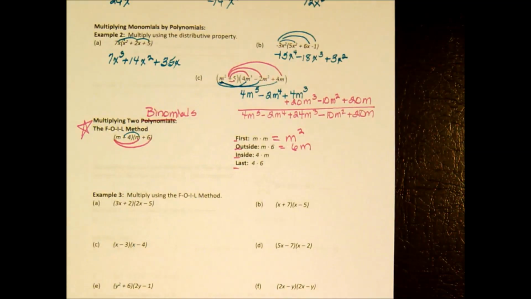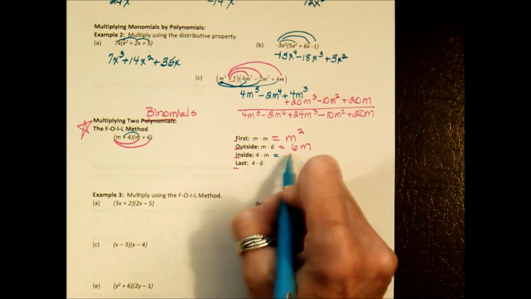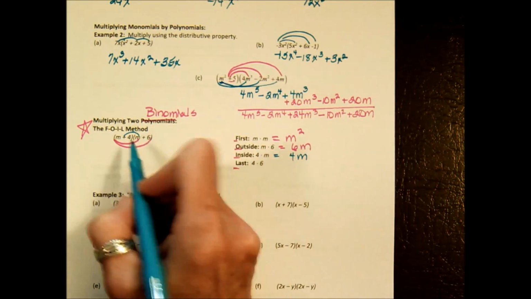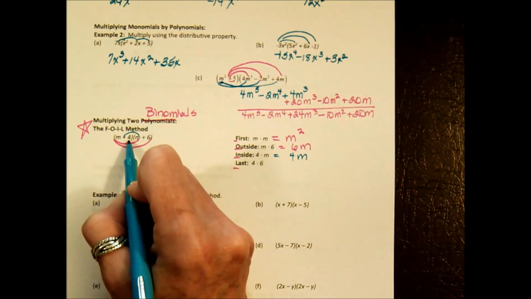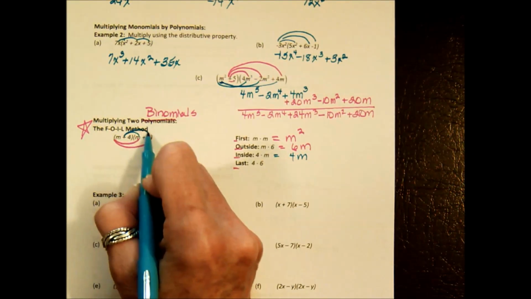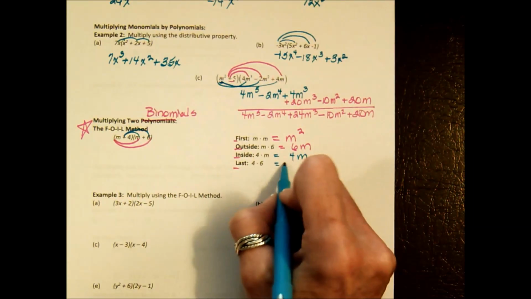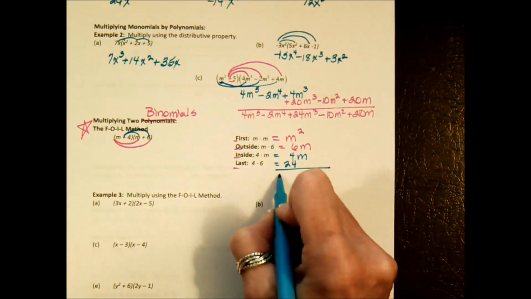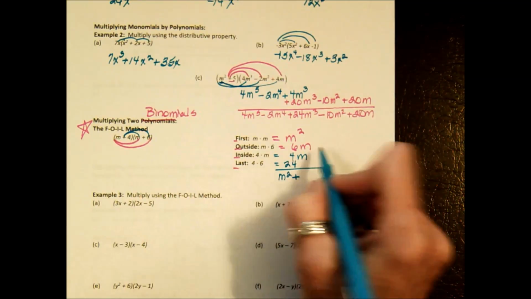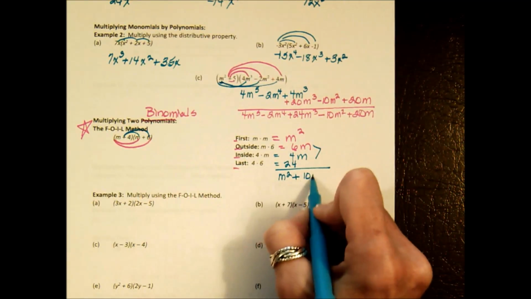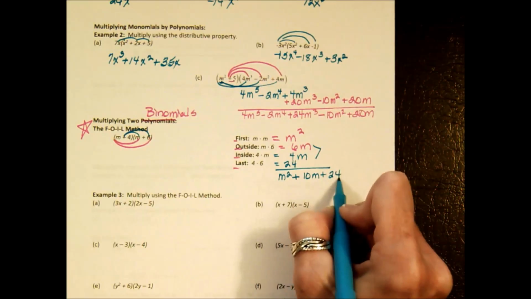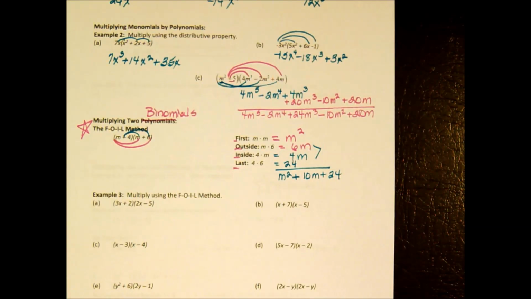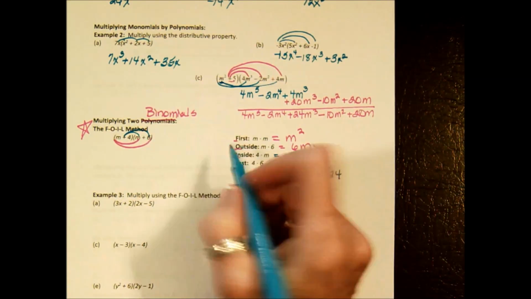So now I'm going to distribute that positive 4, and that is 4m. And finally, the L stands for last. So the last one in this parentheses times the last one in that parentheses is a 24. Again, I can combine my like terms, and I get m squared. These two are alike. Plus 10m plus 24.